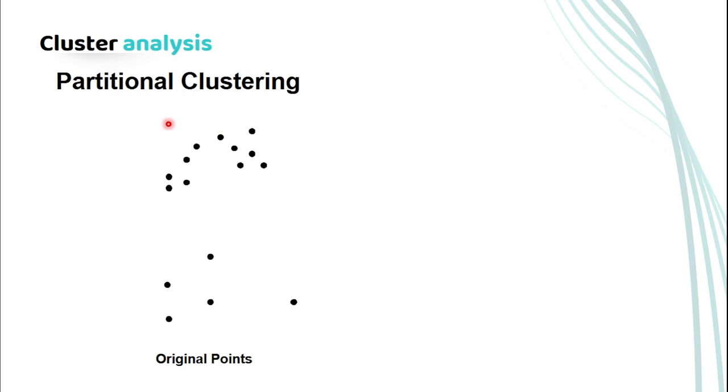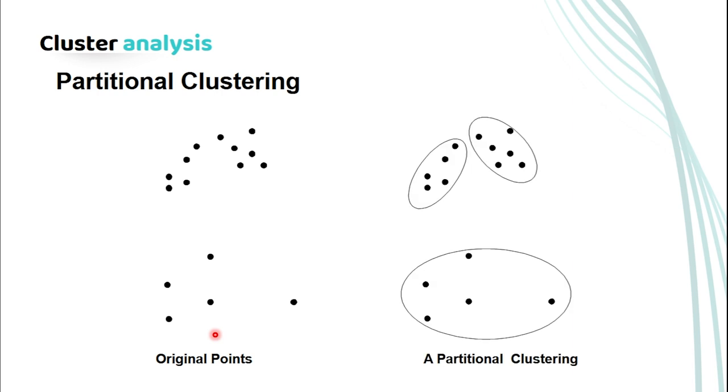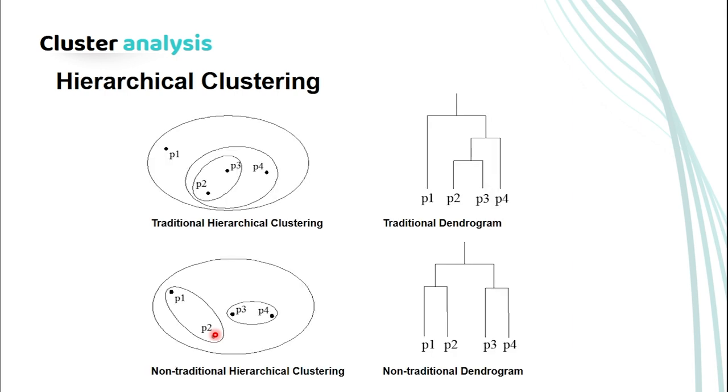In this video, we will continue the discussion about cluster analysis. For cluster analysis, we have two kinds. One is partitional clustering, where we divide the original data into several non-overlapping subsets. And another is hierarchical clustering, where we divide the original data into several sets, and the sets will contain each other.